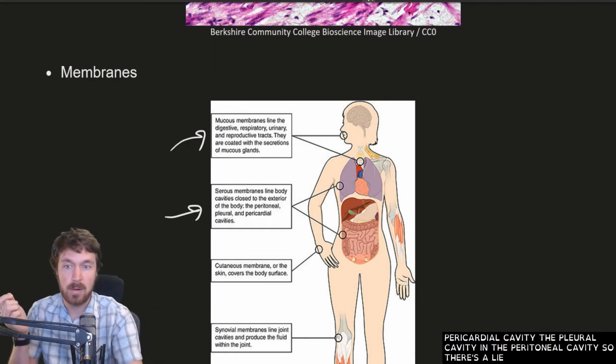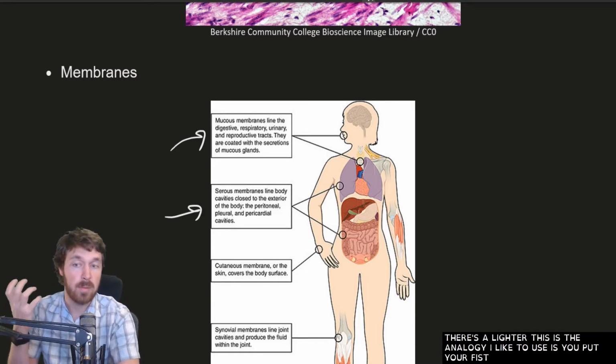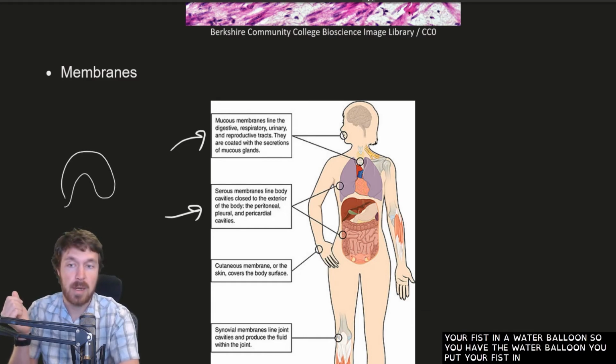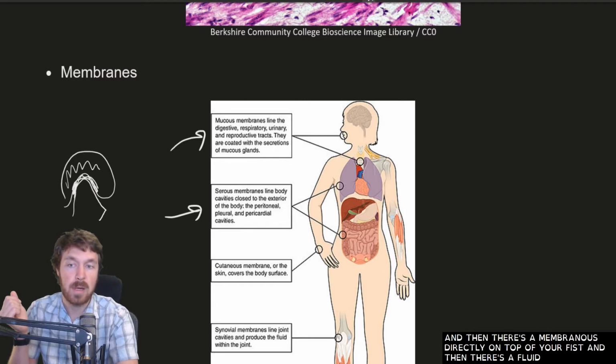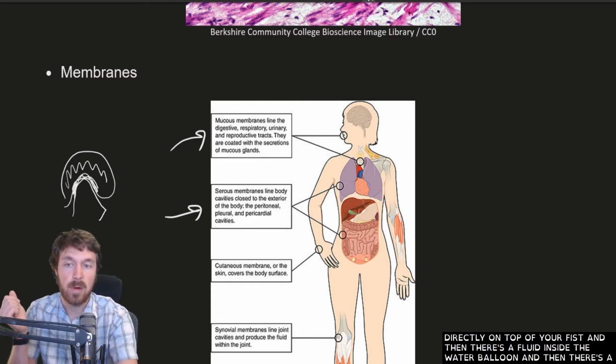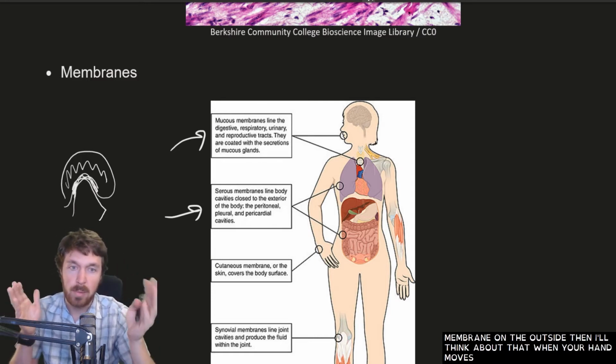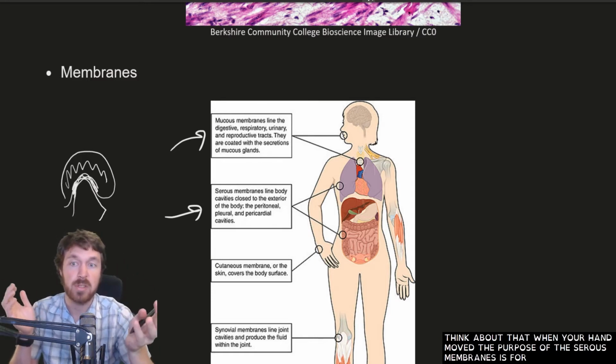So there's a layer. The analogy I like to use is you put your fist in a water balloon. So you have the water balloon, you put your fist inside it. So then this is a fist right here, trust me. And then there's a membrane that's directly on top of your fist. And then there's a fluid inside the water balloon. And then there's a membrane on the outside. So now think about that when your hand moves. The purpose of these serous membranes is to prevent friction buildup.